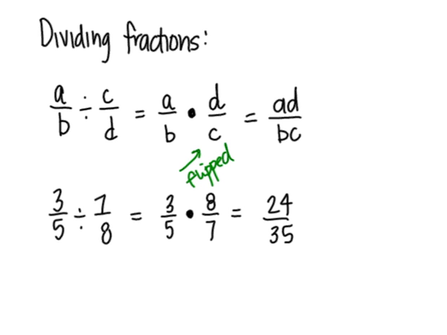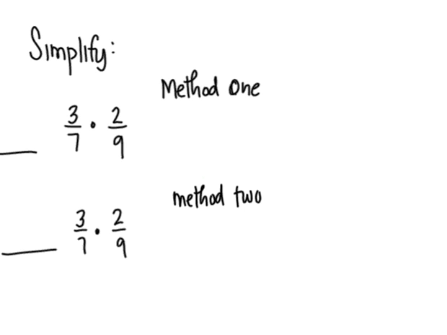Okay, as I stated earlier, these get a little tougher, plus we're going to throw in positives and negatives. So here we go. We're going to take 3/7 times 2/9. I'm going to work it two different ways, so you see two of them on your screen. Method 1 is how we just worked them earlier. So 3 times 2 will give me 6, and 7 times 9 would give me 63.